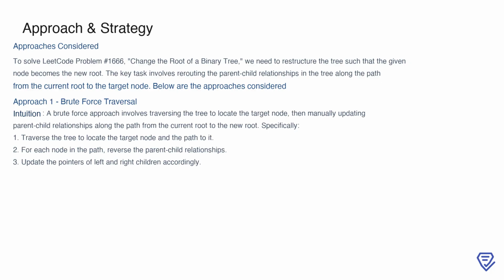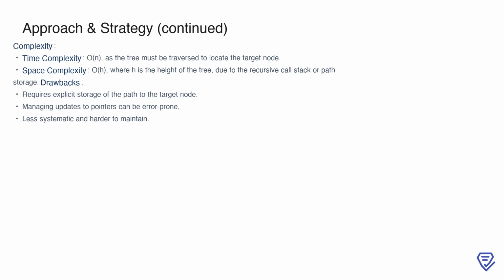result. When considering the brute force traversal approach, we need to evaluate its performance and practicality. The time complexity is O(n), because we must traverse the entire tree to locate the target node. The space complexity is O(h), where h represents the height of the tree, as we need to either store the path explicitly or use a recursive call stack proportional to the height.